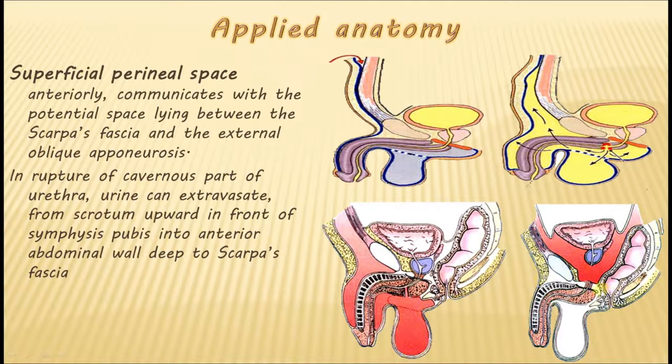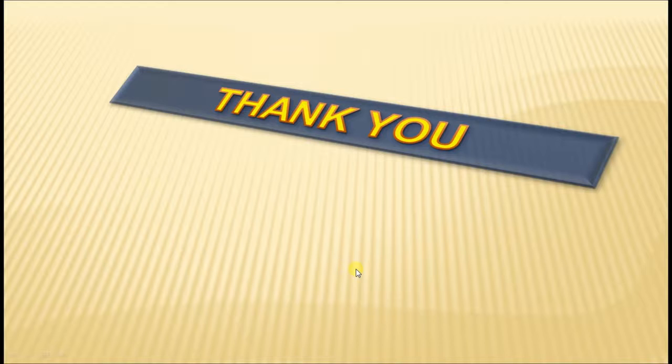This is mainly in the deep extravasation. If the membranous part of the urethra is ruptured, extraperitoneally it collects around the urinary bladder. That is in case of the deep extravasation. This is superficial extravasation in the superficial perineal space. So that is all about the superficial perineal pouch.